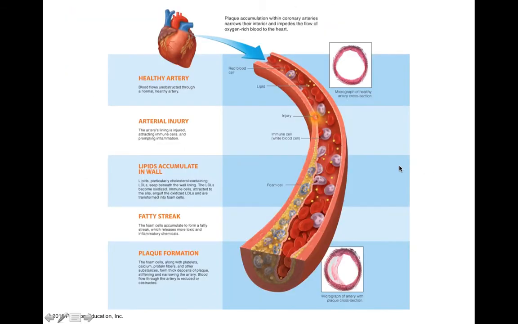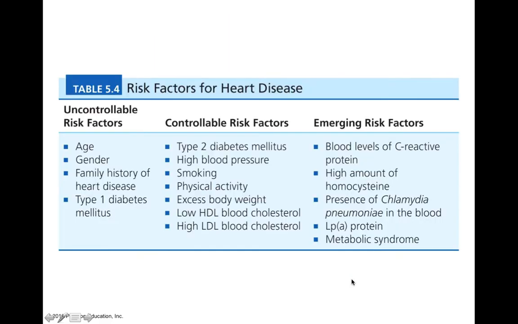Once those plaques start, this happens over time. So here's our healthy artery, and then we end up with an arterial injury. When we get arterial injury, we end up with the accumulation of lipids. As lipids accumulate, we end up with a long fatty streak, and as you see, it gets thicker and thicker and forms an occlusion, where eventually only a small amount of blood is able to get through compared to the healthy artery. So here's a healthy artery, and here's an occluded artery that has a plaque on a cross section. As you can see, the area through which the blood can flow is drastically impeded.